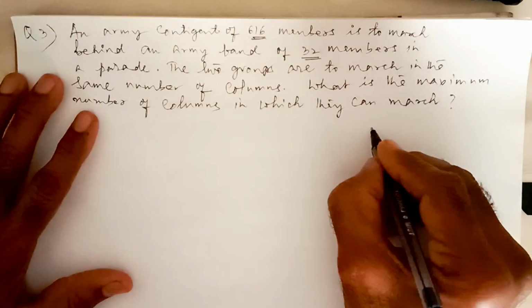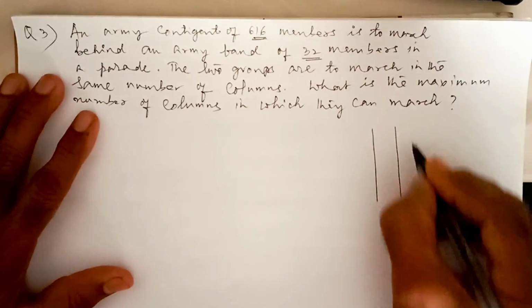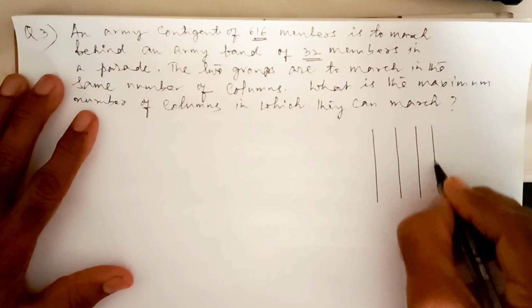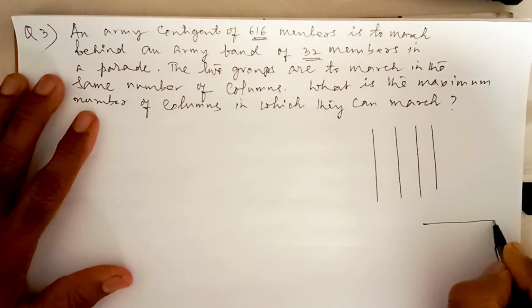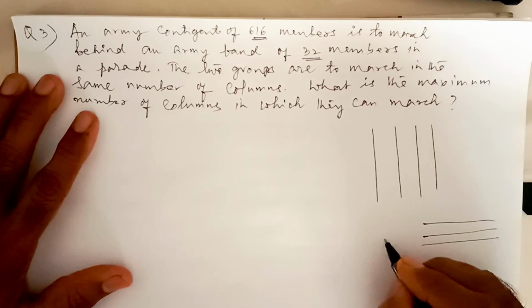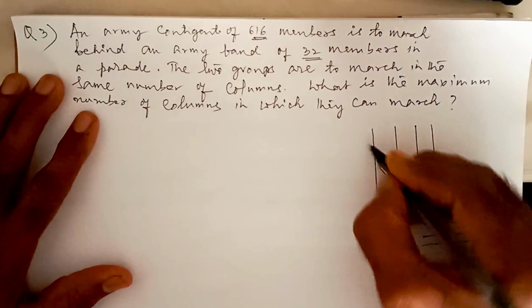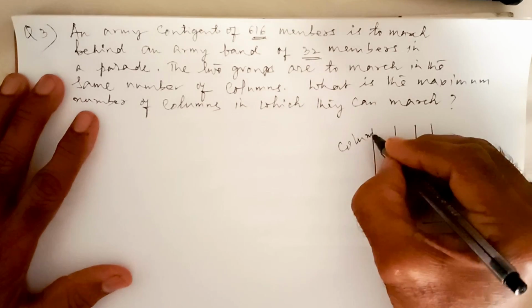What is a column? The one which goes from top to bottom. These are all the columns. And when it goes from left to right, they are the rows. These are the rows, these are columns.